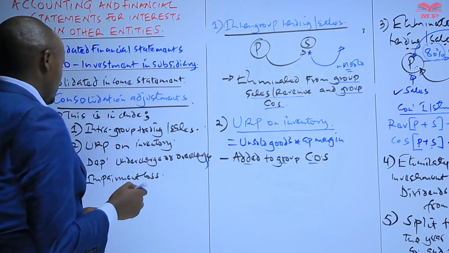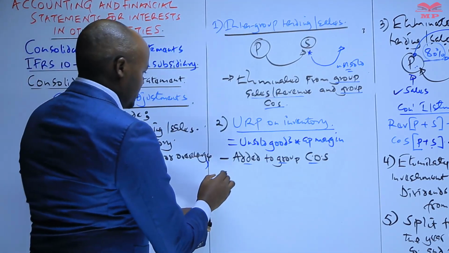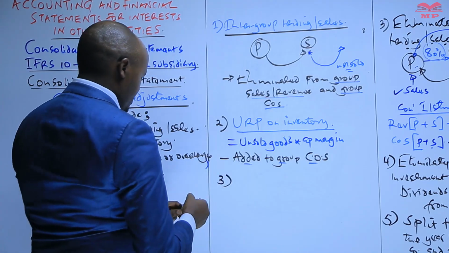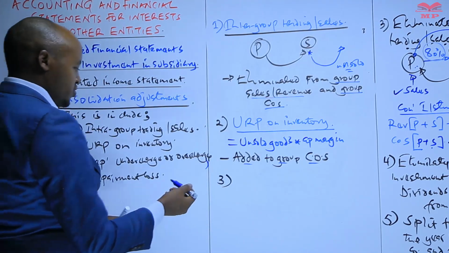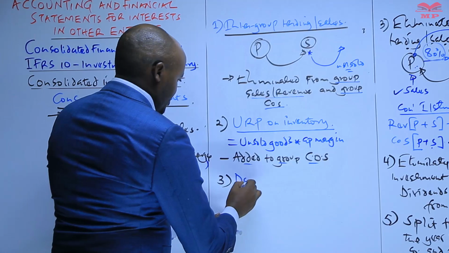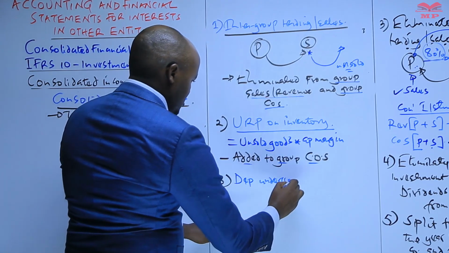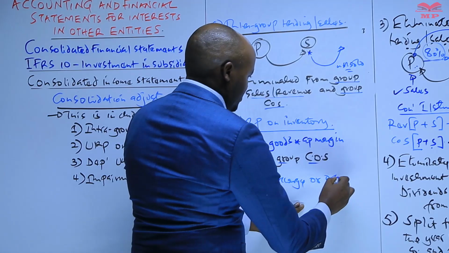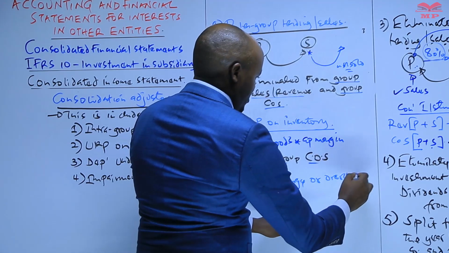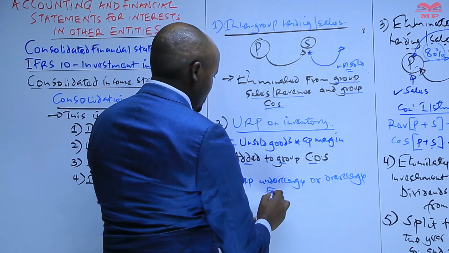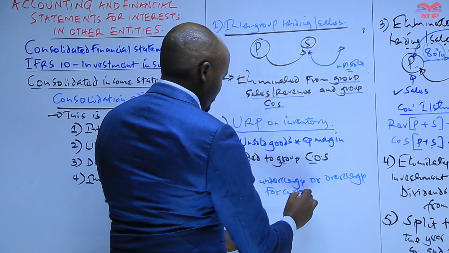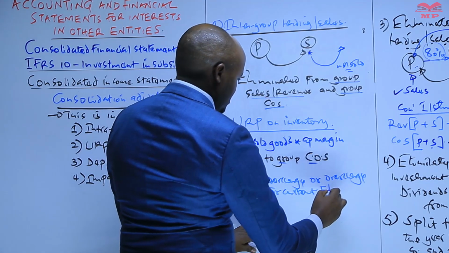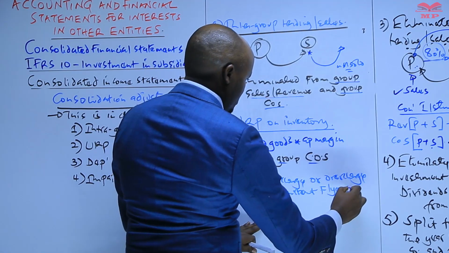Very, very important. So then we also have the other adjustment here. Number 3, adjustment relating to depreciation, other charge, or overcharge for the current financial year.